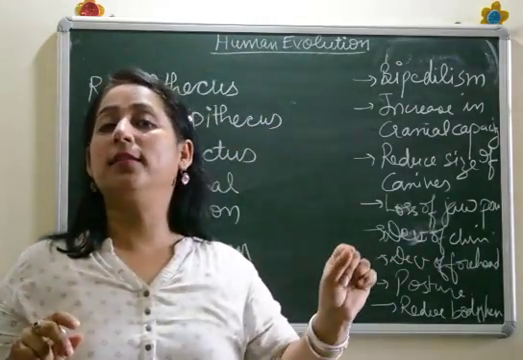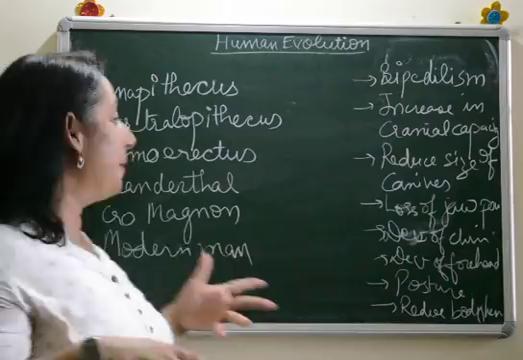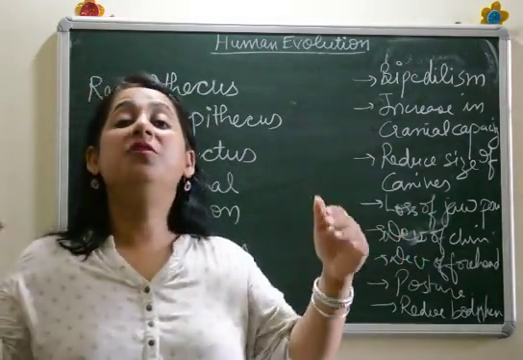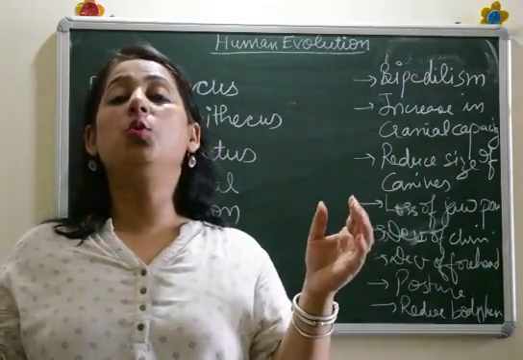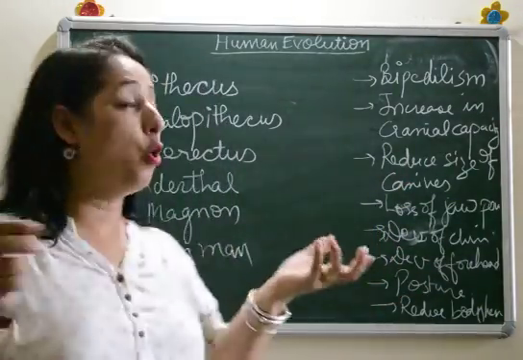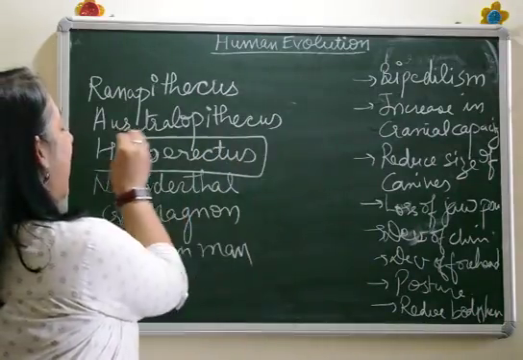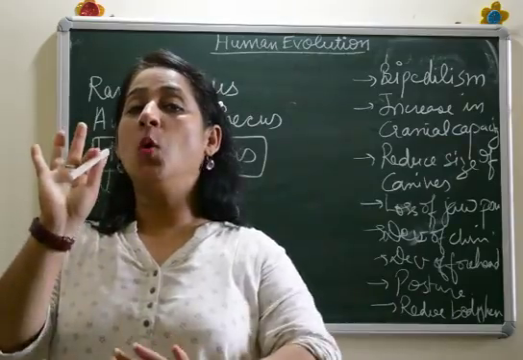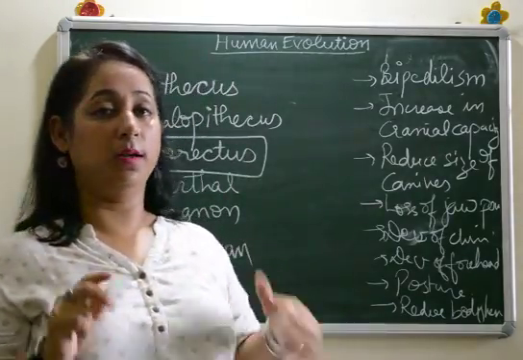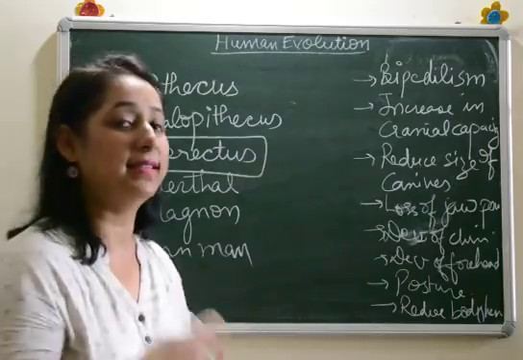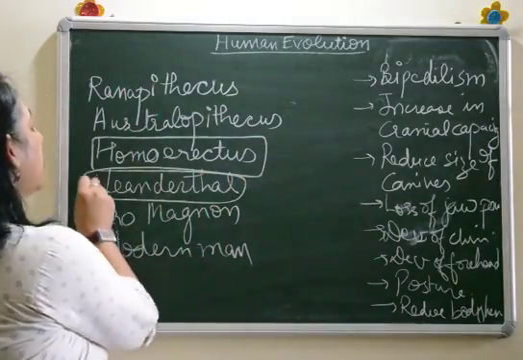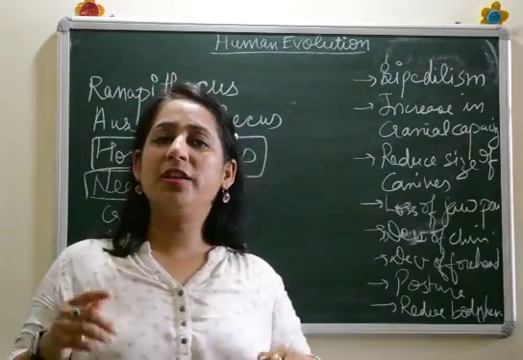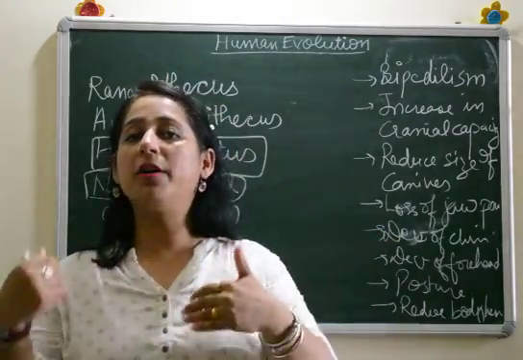If a question comes, for example, you have to explain the characters of Homo erectus, or what were some of the characters of Homo erectus which made it so special, you have to mention those characters. Like Homo erectus was the one which could stand in an upright position. That was the most effective character of that ancestor.